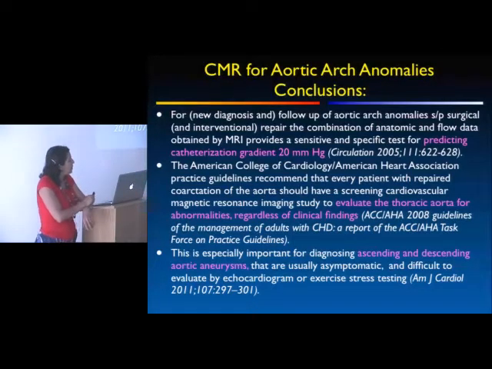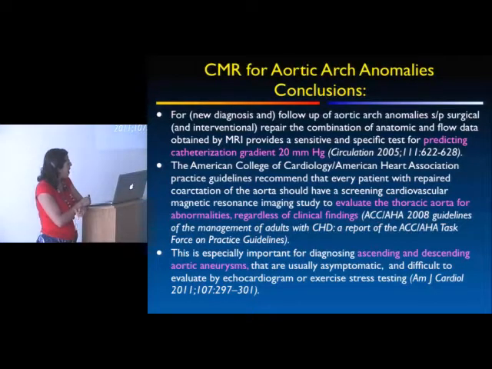And so I think more than anything else, the cardiac MRI has helped in getting the images, the anatomy, and the flow data. It provides a very sensitive and specific test for predicting gradients; gradients of approximately 20 millimeters of mercury or higher can be predicted by cardiac MRI.